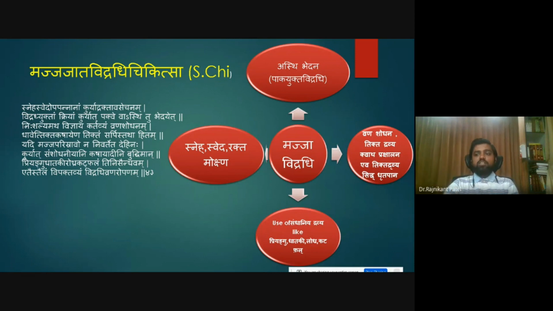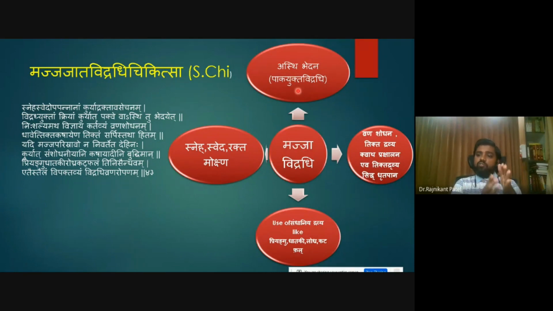Okay, so what is the treatment modality, or what is the chikitsa sutra of this asthi or majja gata vidradi chikitsa? It applies to asthi and majja vidradi also. So first we have to do asthi vedhan. We must keep in mind that if it is a pakva vidradi, only then should we do this asthi vedhan. If it is in the ama avastha or pachyaman avastha, we should never ever do the asthi vedhan.